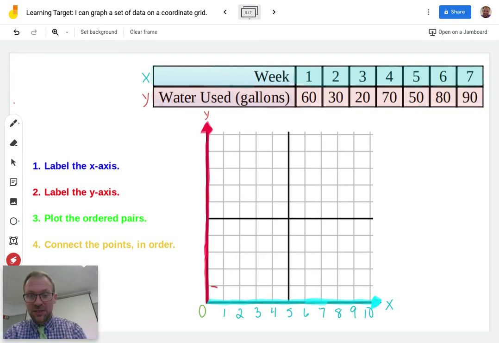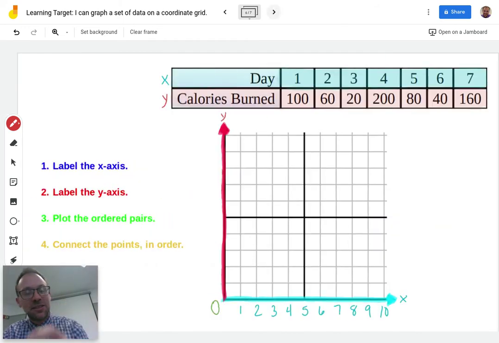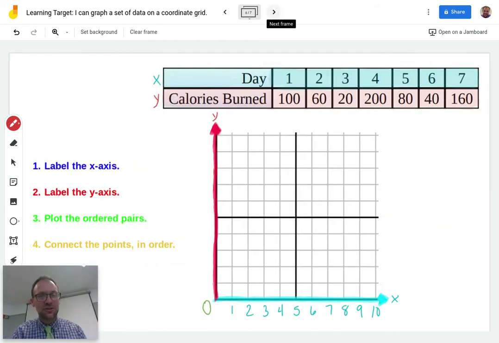So if I labeled each of these lines 10, 20, 30, 40, I would get up to 100, and that would be plenty for me to graph a number like 90 gallons of water used each week. So let's do that. All right, 10, 20, 30, 40, 50, 60, 70, 80, 90, and 100. I apologize for the messy handwriting. Let's practice this one more time, because again, this is where the challenge is going to come in.